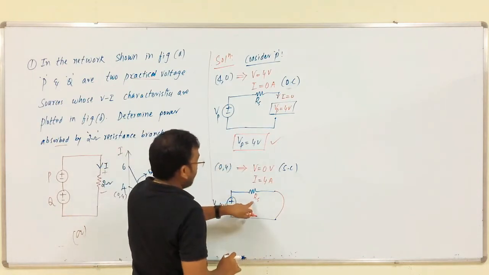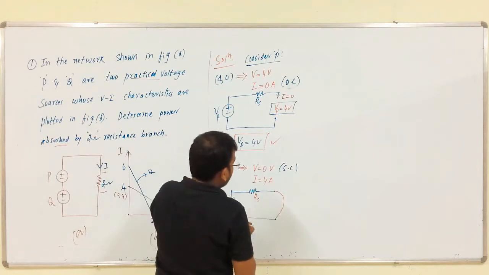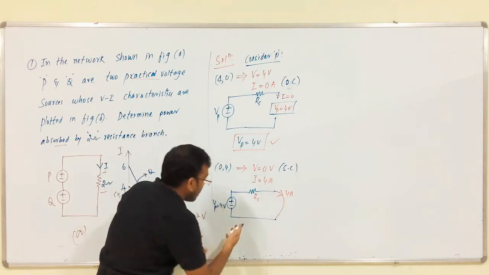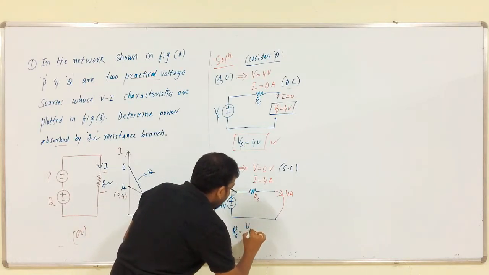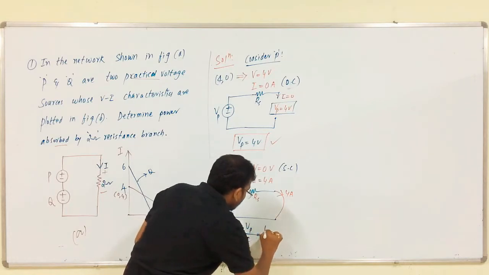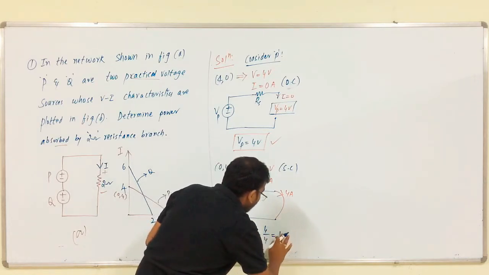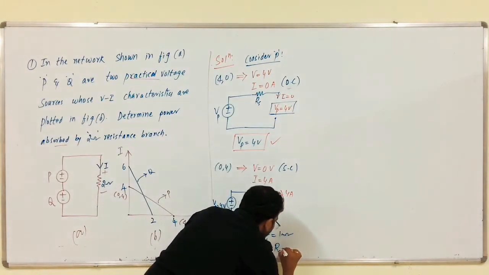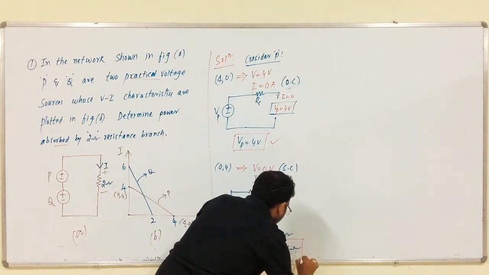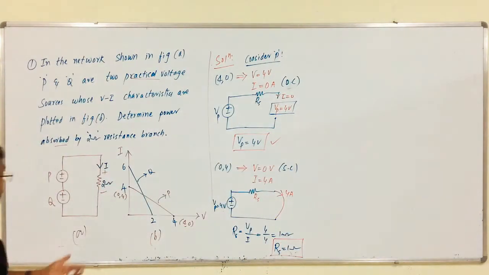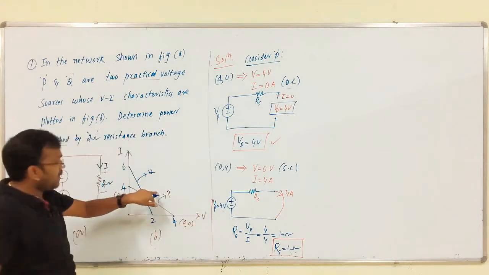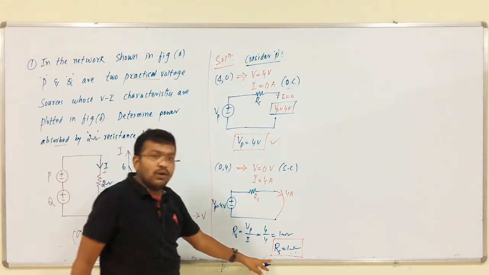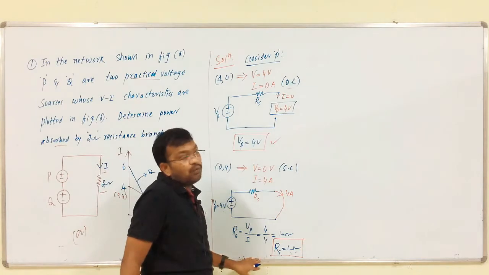We do not have RS, but here the current is 4 amps. So, from this RS is VP by I, which is equal to 4 by 4, which is equal to 1 ohm. So, from this we have RS is equal to 1 ohm, clear. So, with respect to the P graph, we are getting VP 4 volts and internal resistance 1 ohm, okay, 4 volts and 1 ohm.